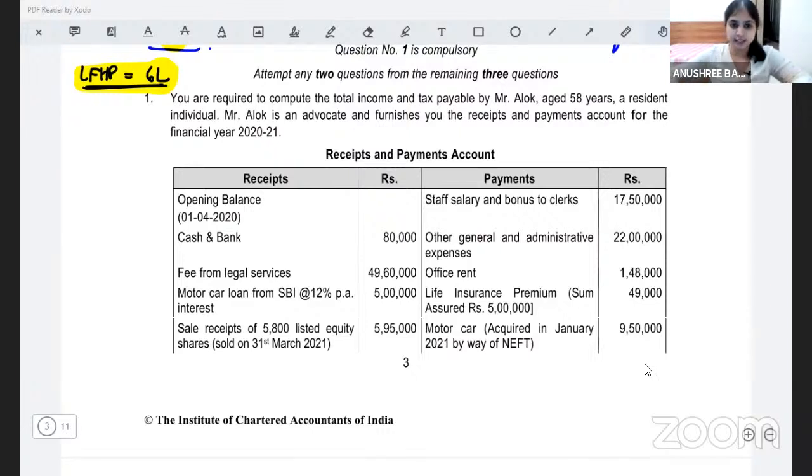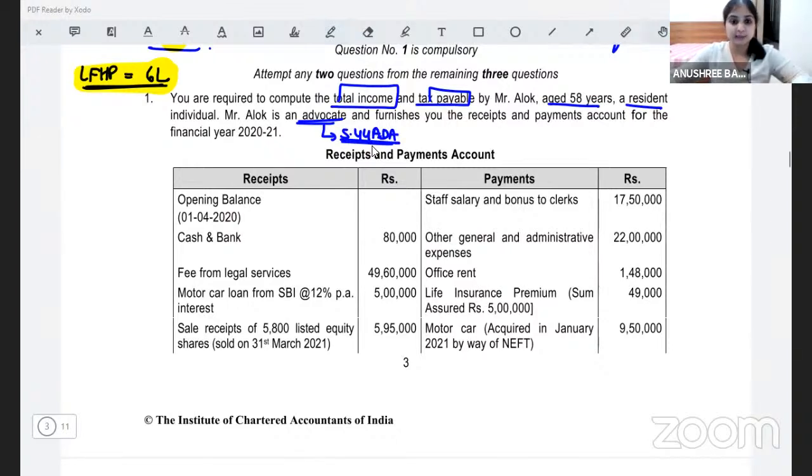Let's read what it says. You are required to compute the total income and tax payable. We have to compute total income and tax liability of Mr. Alok, who is 58 years old. He is a resident individual. He's an advocate. Does something strike your mind? Advocate, a professional. He's a specified professional. So maybe section 44ADA, the presumptive taxation section for professionals, may apply.